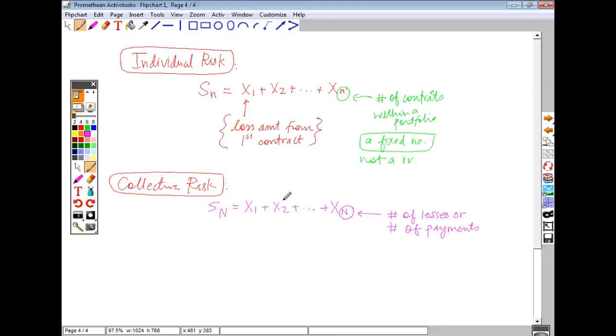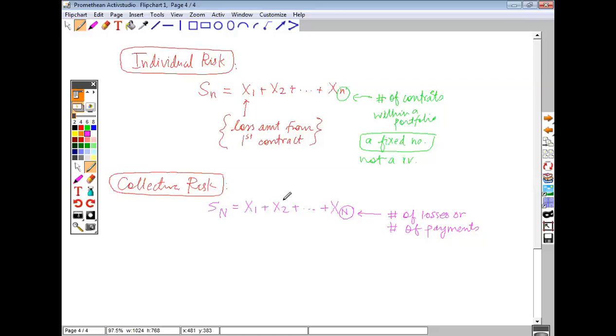Can you please just repeat why n is a random variable here and not a random variable in individual risk? Oh no, so that is how it is defined. If you have a random variable, then it is defined as a collective risk. And if you know the number of policies, the number of contracts you have within a portfolio, then it classifies as an individual risk, because that is what I'm explaining right now.